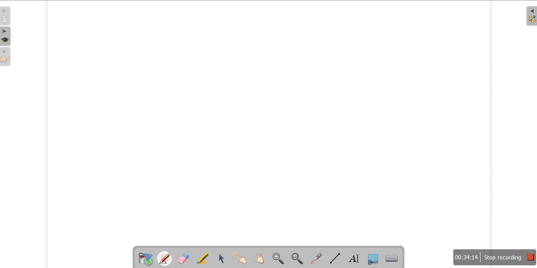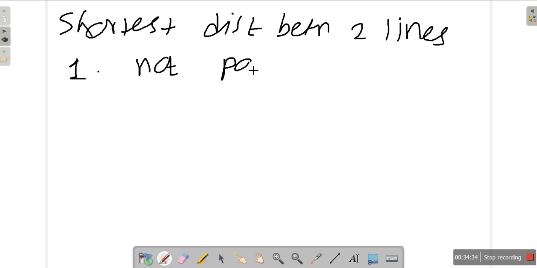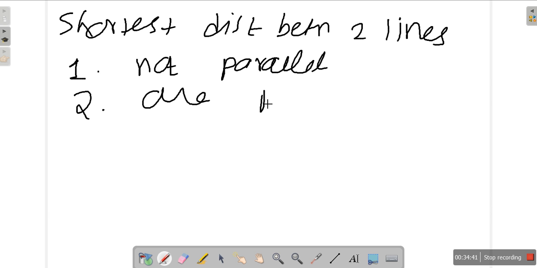Okay. Now we are coming to a little complicated part, which is shortest distance between two lines. There are two cases. Case number 1, the lines are not parallel. And case number 2, if the lines are parallel. First, let us consider a situation where the lines are not parallel.